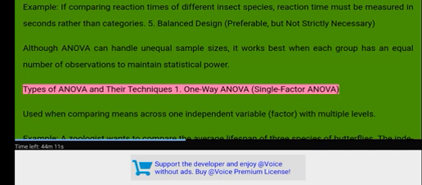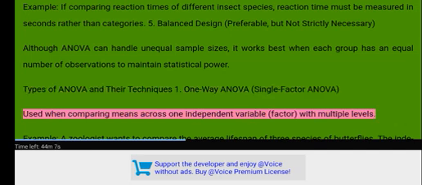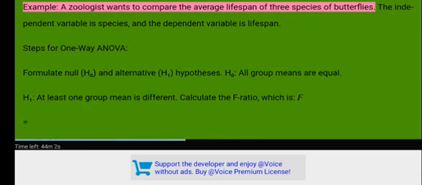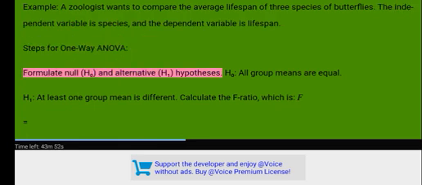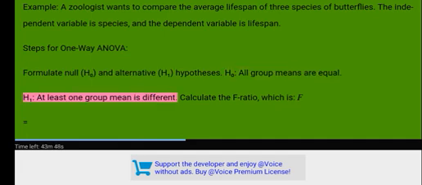1. One-way ANOVA, single-factor ANOVA. Used when comparing means across one independent variable, factor, with multiple levels. Example, a zoologist wants to compare the average lifespan of 3 species of butterflies. The independent variable is species, and the dependent variable is lifespan. Steps for one-way ANOVA. Formulate null H0 and alternative H1 hypotheses. H0: all group means are equal. H1: at least one group mean is different.